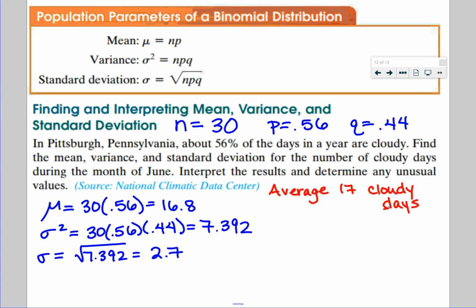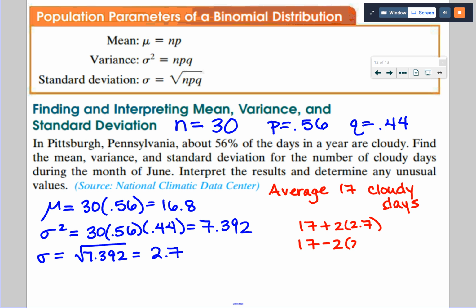Now, this problem says unusual values. Do you remember unusual values are how many standard deviations from the mean? They are 2 standard deviations from the mean. So I'm going to take my 17, I'm going to add on 2 standard deviations, and I'm going to subtract 2 standard deviations. We did this before in our last chapter, chapter 2. 17 plus 2 standard deviations gives me 22.4. 17 minus 2 standard deviations gives me 11.6.